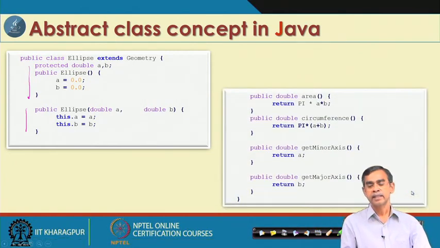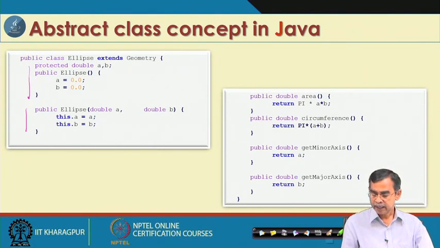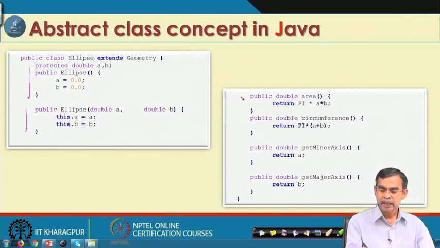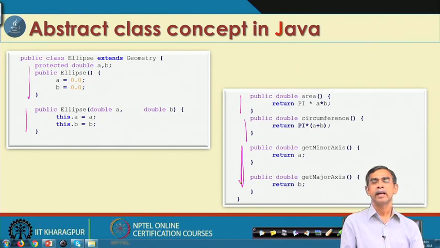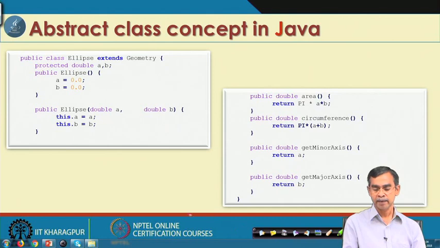So, this basically completes the declaration of this class. As we see here, area is redefined for this class, as is circumference, and there are two methods of its own. Anyway, we now have the full declarations of three classes, namely circle, rectangle and ellipse, which are derived classes from the superclass geometry, and the geometry class in this case is an abstract class.